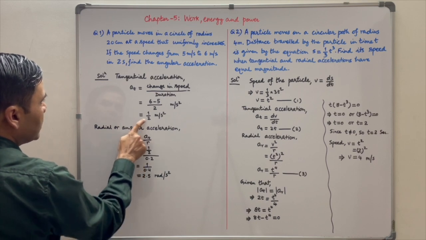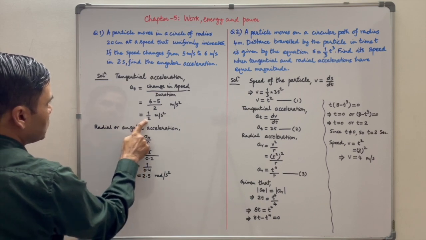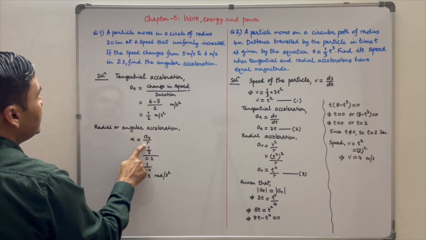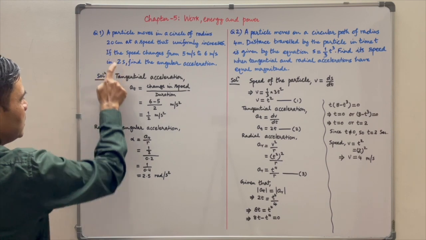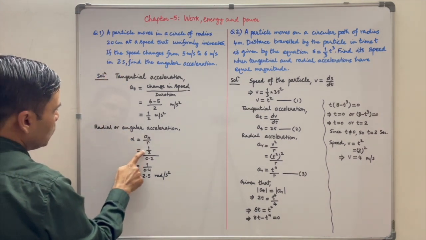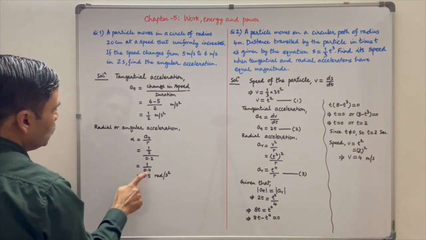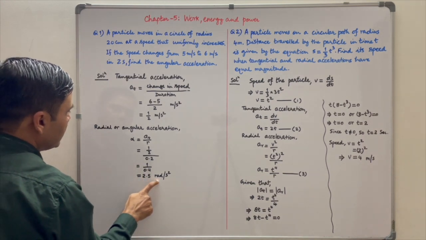At we have calculated as 1 by 2 meter per second square. R is the radius of the circle. It is given as 20 centimeter or 0.2 meter. So alpha is equal to (1 by 2) upon 0.2, and that is 2.5 radian per second square.